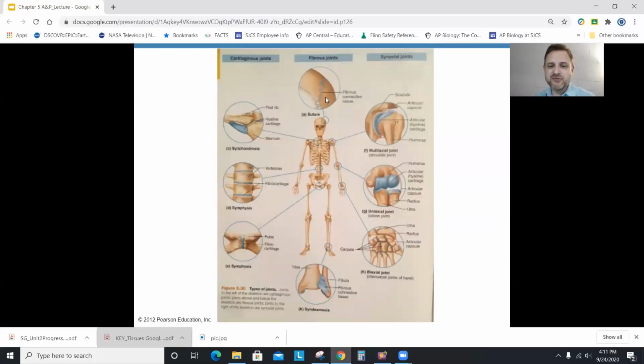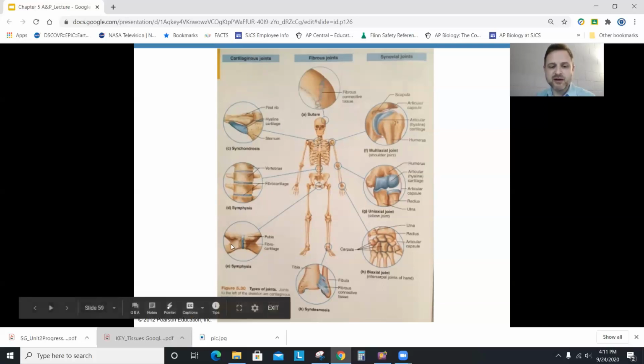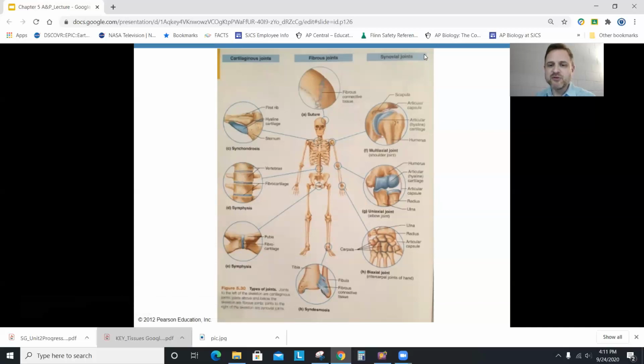For fibrous joints, it would be good to be able to name an example of each one. Fibrous joints are the ones that don't move. They're like in your skull. Cartilaginous joints, this is showing the cartilage between your vertebrae or in your pelvis. In synovial joints, like this is your shoulder, your elbow, or in your wrist, those are the ones that are freely movable.